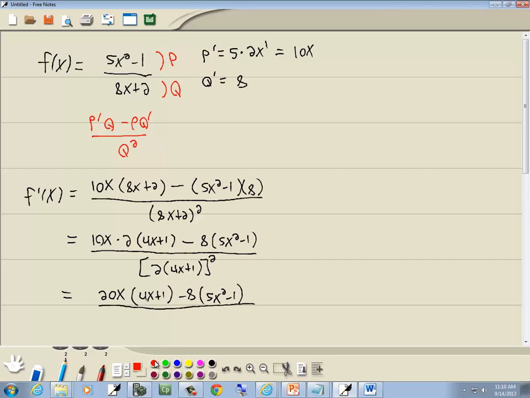Now down below, if everything inside your parentheses is multiplication and division, and you're raising it to a power, you can take everything to that power. Now notice we have 2 times the 4x plus 1 inside of parentheses. So I can take the 2 to the second power, and I take the 4x plus 1 to the second power. Well, that gives us 2 squared and 4x plus 1 squared.